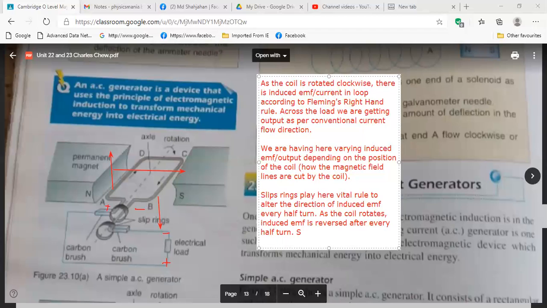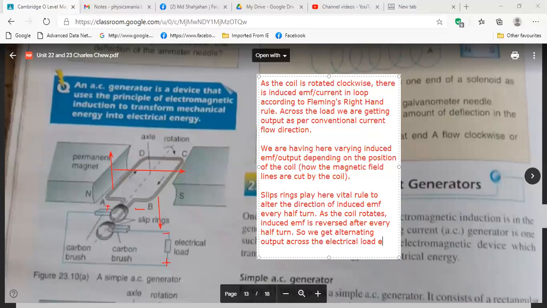So we get alternating output across the electrical load every half turn.